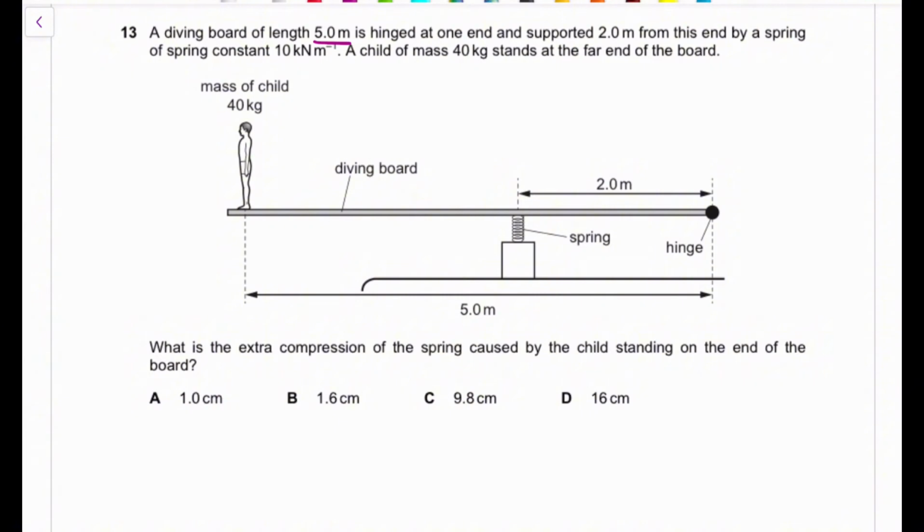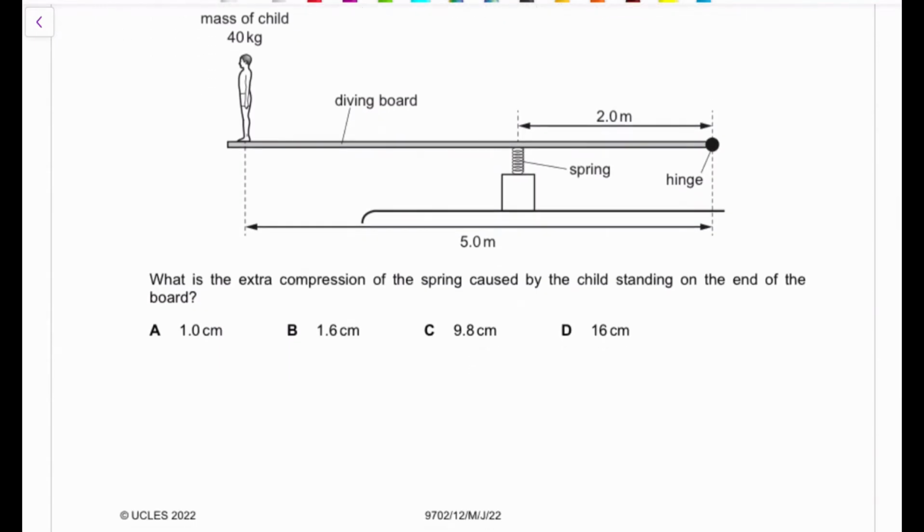A diving board of length 5.0 m is hinged at one end and supported 2.0 m from the end by a spring of spring constant 10,000 kilonewtons. A child of mass 40 kg stands at the far end of the board. What is the extra compression of the spring caused by the child standing on the board?